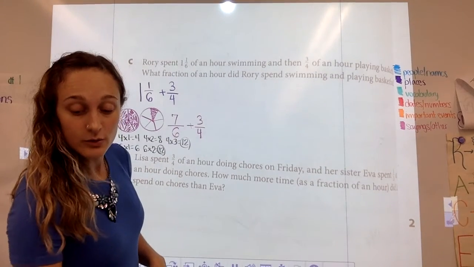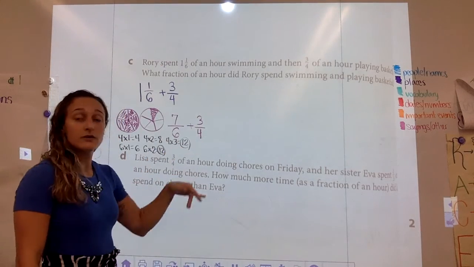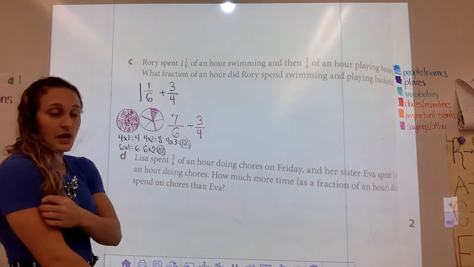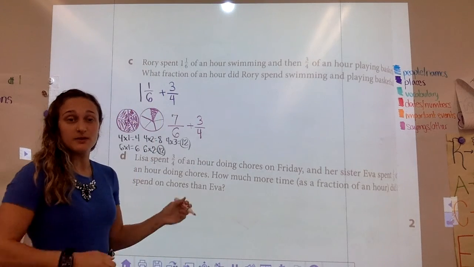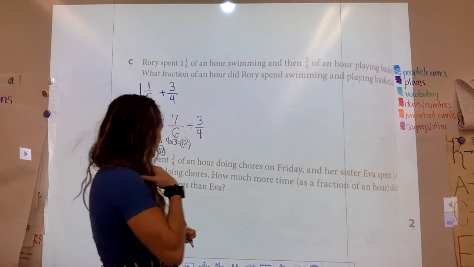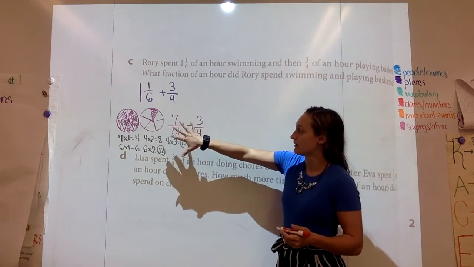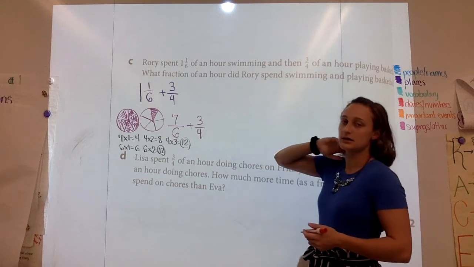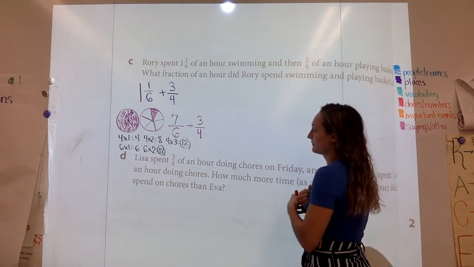Now I'm sure a lot of you were thinking, well, can I use 24? Because 6 times 4 is 24. The answer is yes. Yes, you can. But then it's going to add some extra steps for you in the end. Okay. So now my next step is to write these new equivalent fractions so I can finally do my addition.